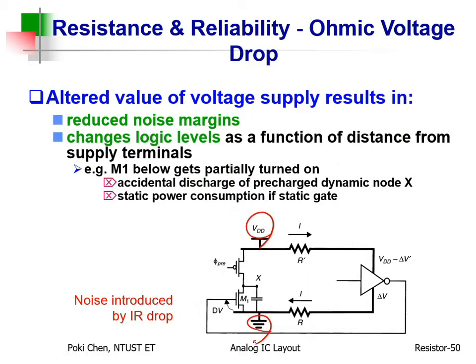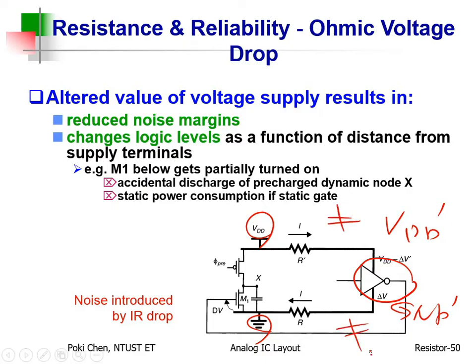VDD and the ground of the chip. And then in your real circuit, you have your VDD prime and ground prime. They are not the same. According to the current flow, it will flow in this way, then through your core circuit, then back to the outside world.